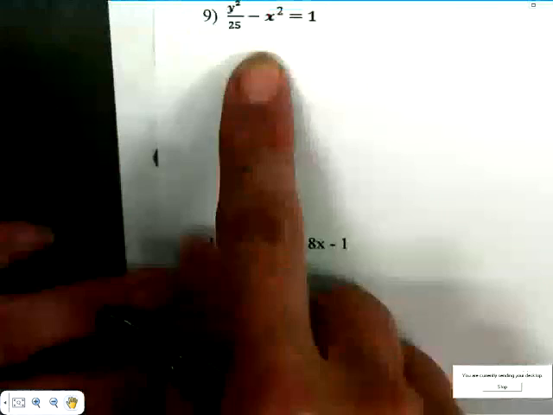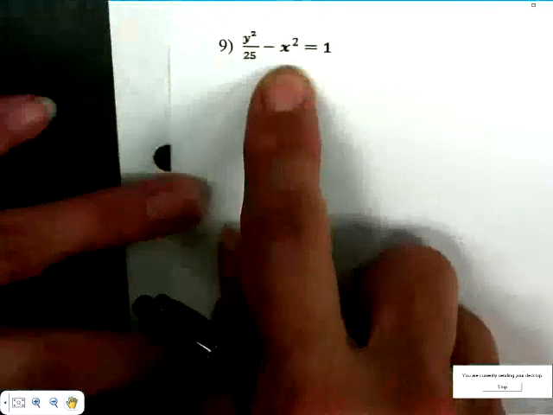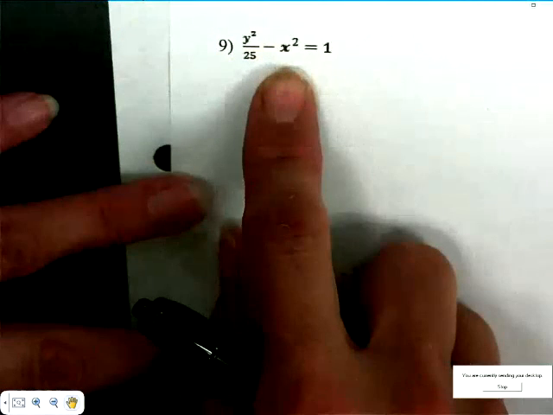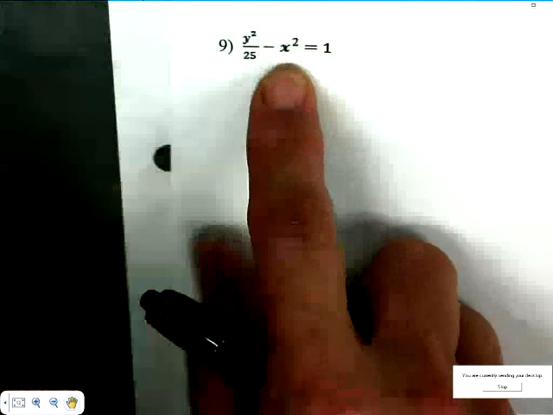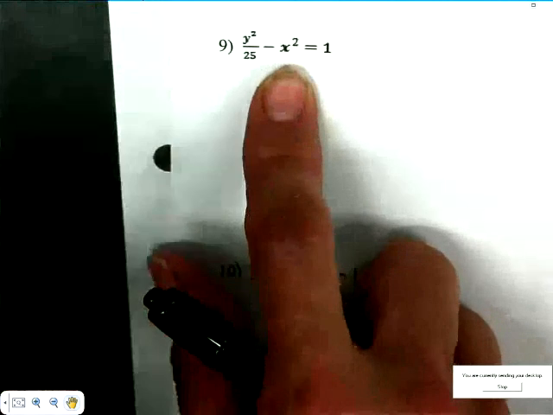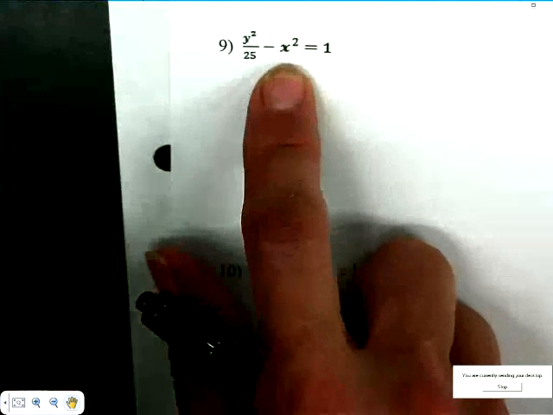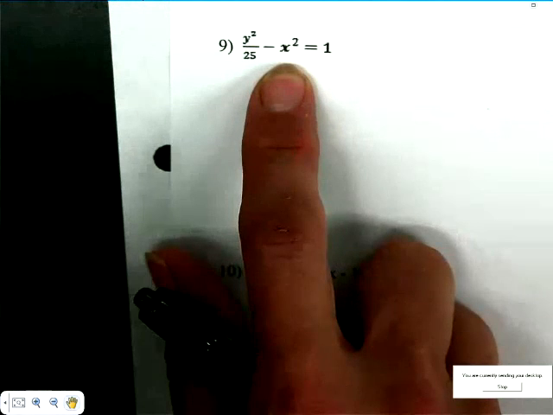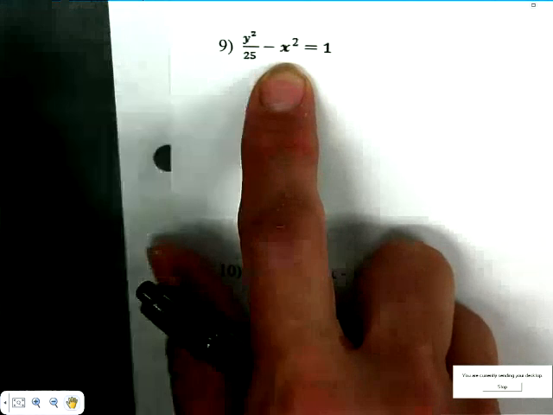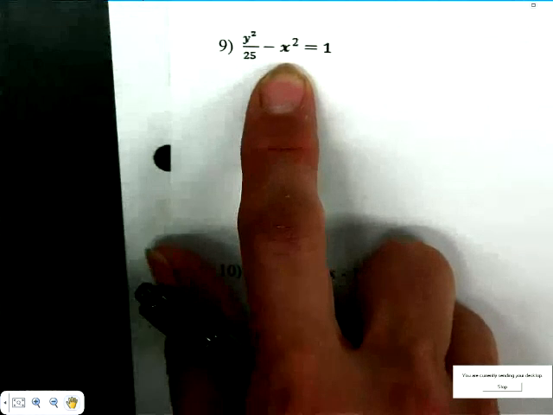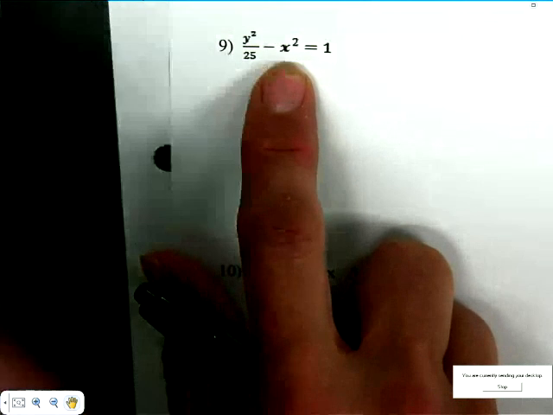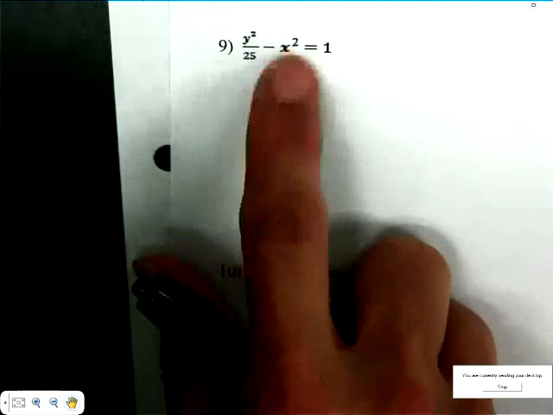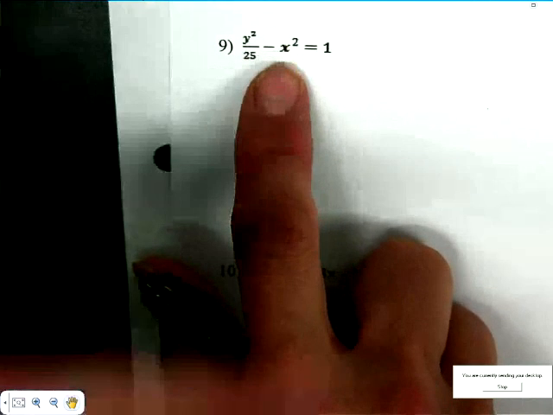What does number 9 have to be? Hyperbola. Can't be a parabola because what? Both variables are squared. Can't be a circle or an ellipse because what? One of the coefficients of the square terms is negative. Therefore, it must be a hyperbola.